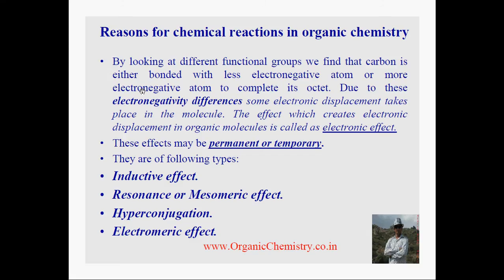Reason for chemical reactions in organic chemistry. By looking at different functional groups, we find that carbon is either bonded with a less electronegative atom or a more electronegative atom to complete its octet. Due to these electronegativity differences, some electronic displacement takes place in the molecule. The effects which create electronic displacement in organic molecules are called electronic effects. This is important. These effects may be permanent or temporary. They are of the following types: inductive effect, resonance, which is also called mesomeric effect, hyperconjugation, and electromeric effect. These are the 4 main important electronic factors.